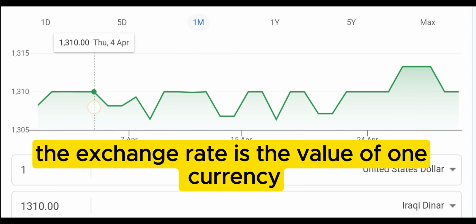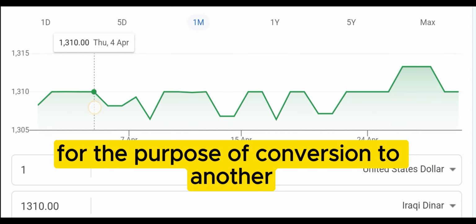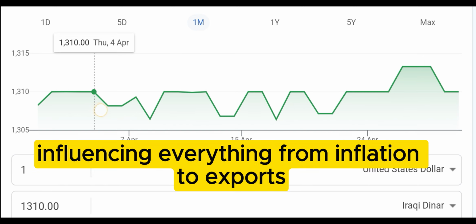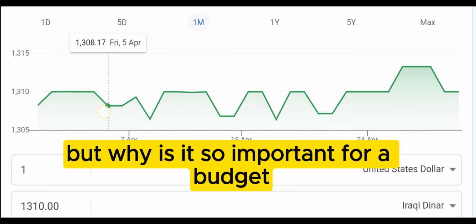The exchange rate is the value of one currency for the purpose of conversion to another. It's a crucial component of a country's economic framework, influencing everything from inflation to exports. But why is it so important for a budget?